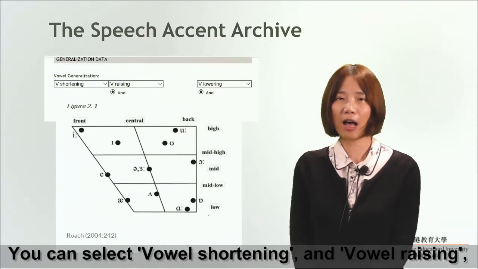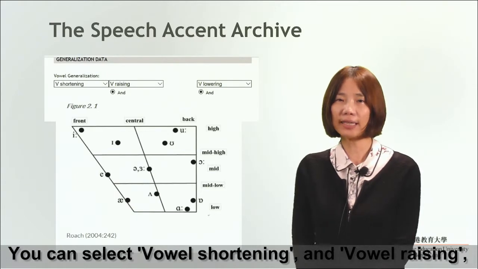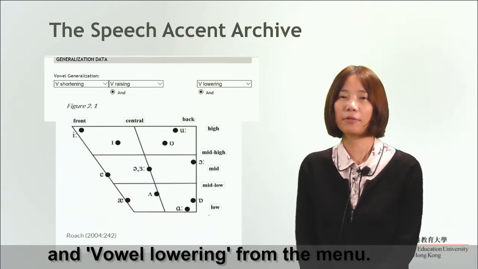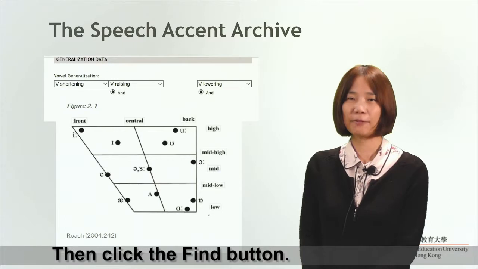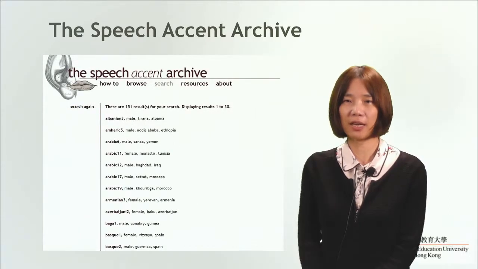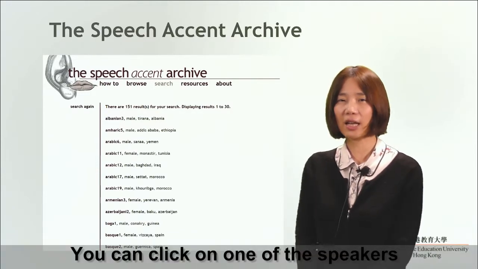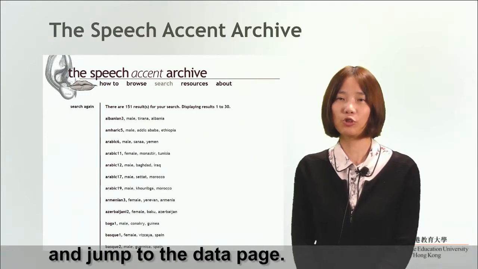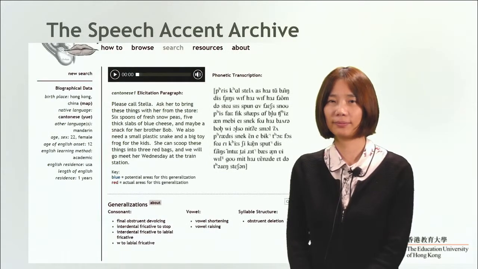You can select vowel shortening and vowel raising and vowel lowering from the menu. Then click the Find button. The speakers that have such errors will appear. You can click on one of the speakers and jump to the data page.